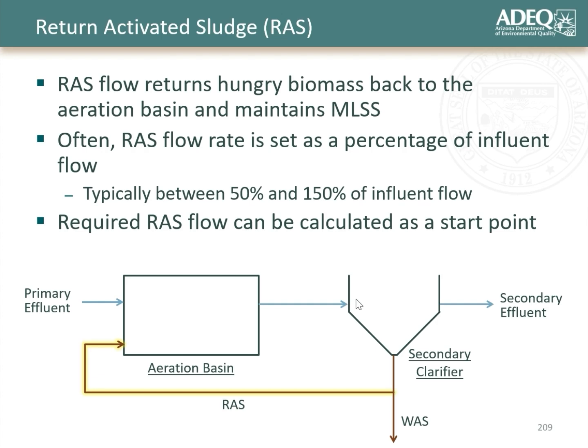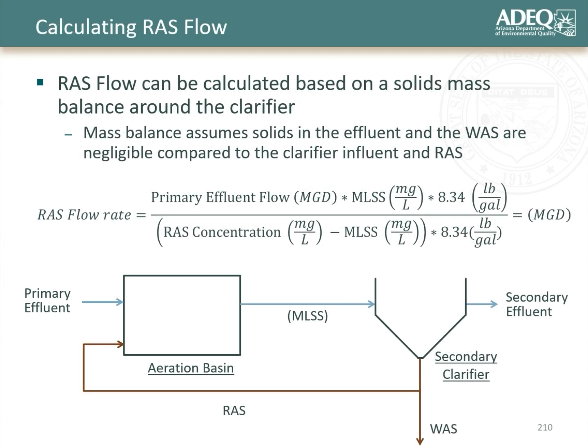However, there is a way that you can calculate your target RAS flow rate. So now we're going to walk through how you can calculate your RAS flow rate. This is ultimately a solids mass balance around the clarifier. This is the primary effluent flow times mixed liquor suspended solids times 8.34. That is the loading of biomass to your secondary clarifier, divided by the RAS concentration minus the mixed liquor suspended solids concentration times 8.34. Using this equation can give you a starting point in terms of what your RAS flow rate should be, and then adjust based upon performance.